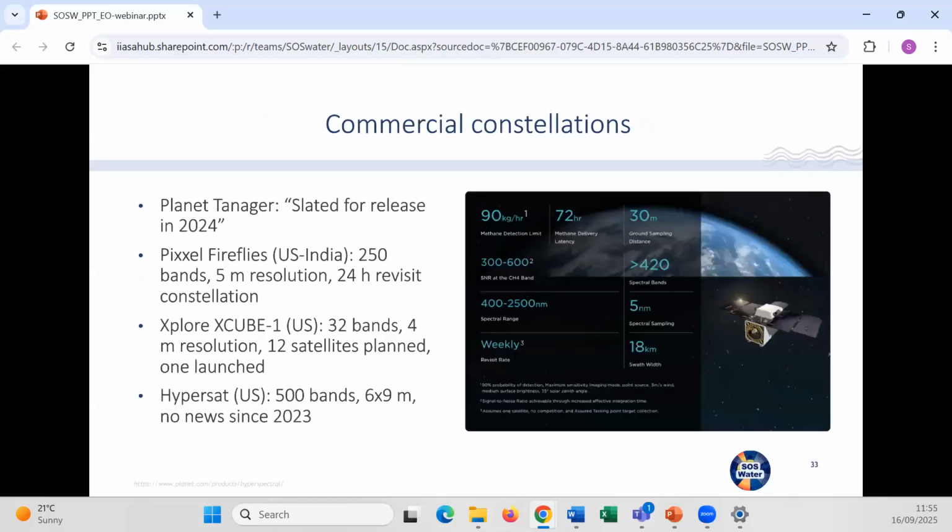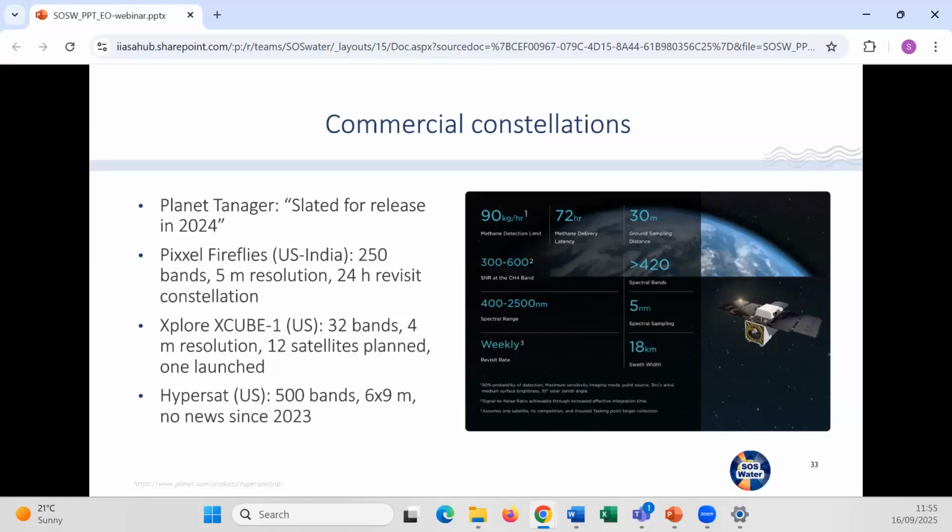Another addition, an important addition to the satellite infrastructure, are commercial constellations. I here listed a couple of examples of hyperspectral constellations. Similar constellations are pushed in the field of thermal observation, for example. Also, radar satellites are increasingly made available from commercial companies.